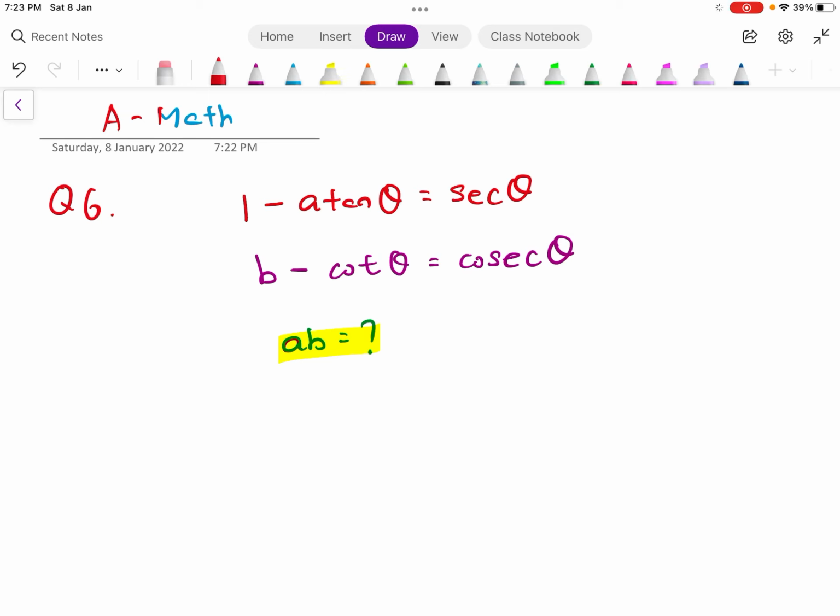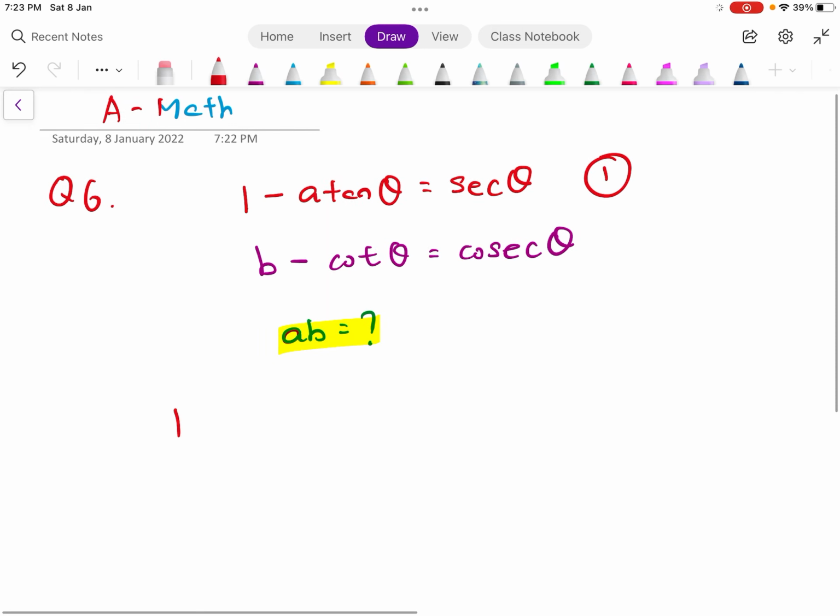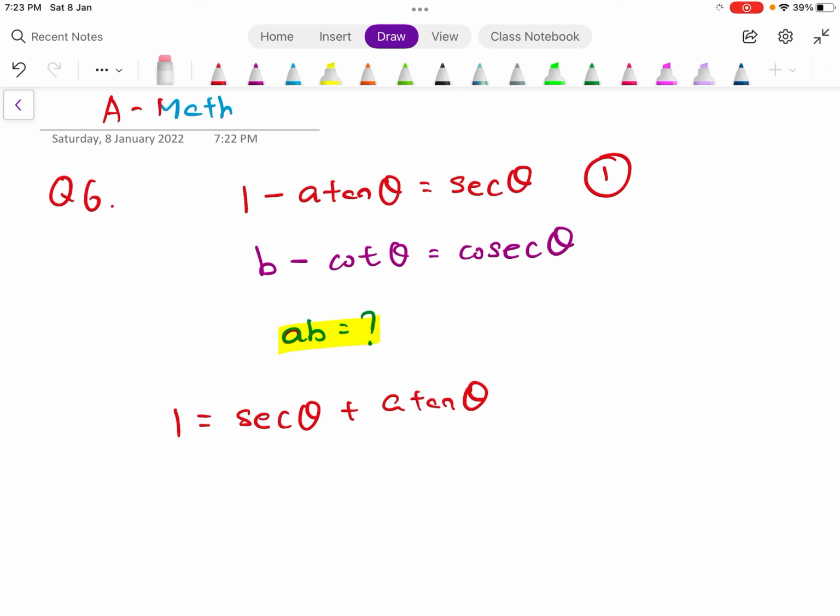First things first, if you look at the first equation, I want to move my A tangent theta to the right hand side. Later we'll see why. So 1 equals secant theta plus A tangent theta. After that, I change the secant theta and tangent theta fully in terms of sine and cosine. Secant theta is 1 over cosine, right? So you change to 1 over cosine.